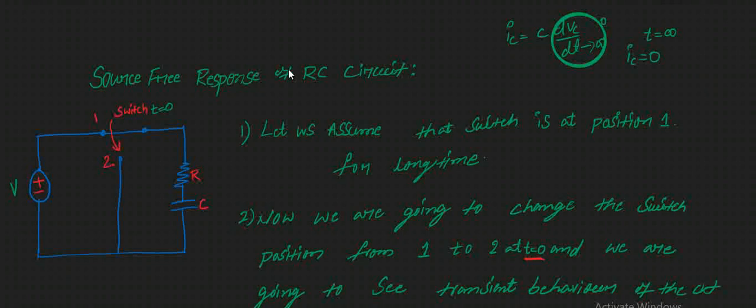Got my point? t tends to infinity is nothing but the steady state condition. Under steady state condition, the capacitor acts as an open circuit. So whatever the voltage of the input, the same voltage will appear across these open terminals. Under open circuit condition, the voltage across the capacitor Vc becomes V. It means the voltage across the capacitor reaches its steady state value when the switch is at position 1 for a long time.